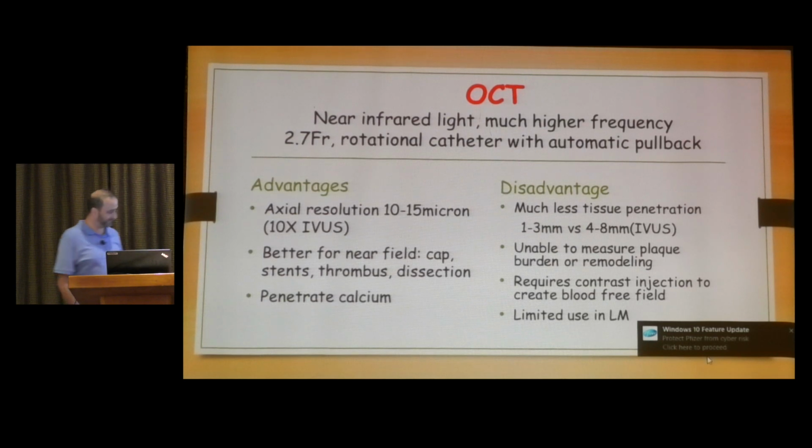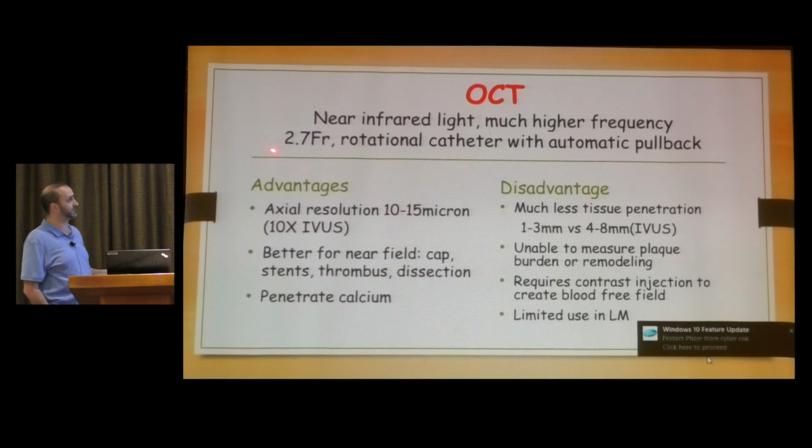Few words about OCT. OCT uses infrared light. It is much higher frequency. So what does that mean? Much higher frequency means more resolution, but very less penetration. So we see only the inner side of the wall. We can't see what's behind the wall because of that.